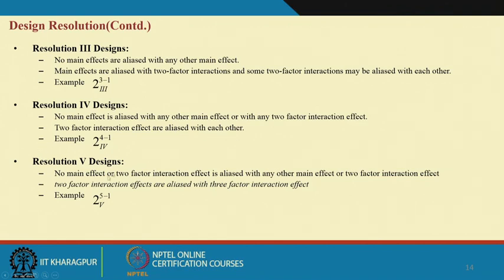Example is this. If you go for higher order like resolution 5 design, no main effect or two factor interaction effect is aliased with any other effect, main or two factor interaction effects. No two factor interaction effects are aliased with any three factor interaction effects. Example this. So, from here you can understand how the alias structure is changing if you go for higher order resolution, and it is obvious that the higher the resolution, the better the design.